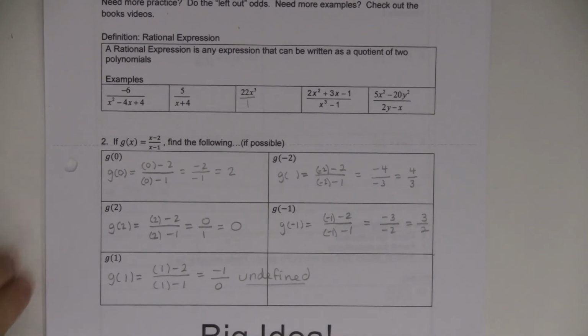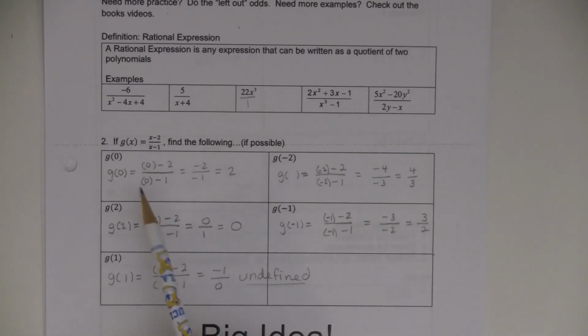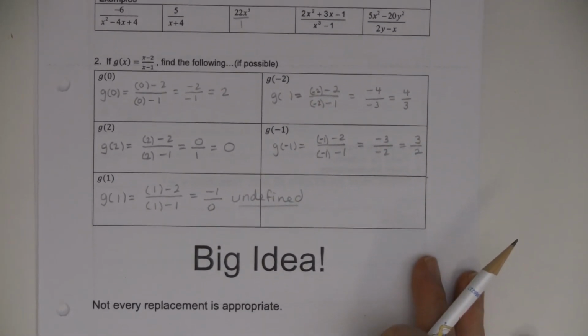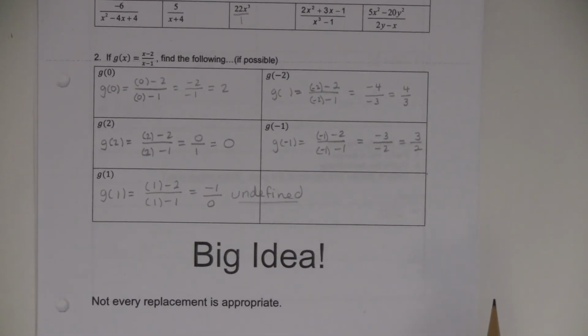And so there were a lot of things on number 2 here out of your textbook that were okay. It was okay to plug in 0, and that didn't lead to any problems. It was okay when the numerator was 0, and that didn't lead to any problems. But when the denominator of this rational expression was equal to 0, that led to some problems, made it undefined. And so the big idea that they're shooting for there is that not every replacement is appropriate.